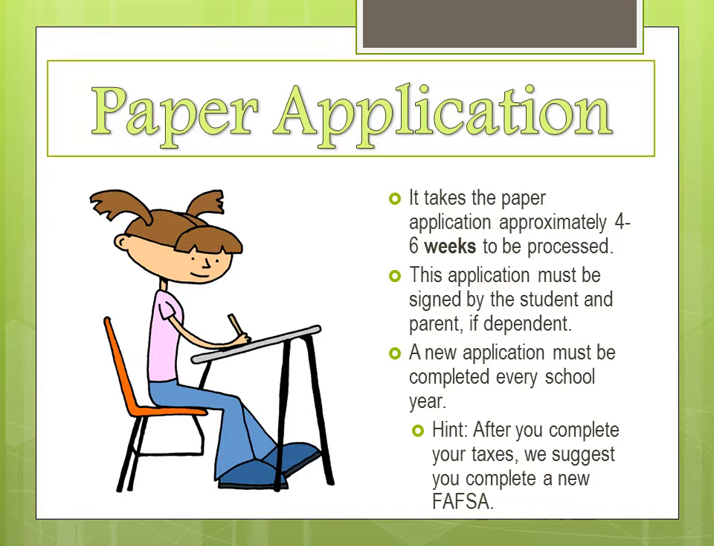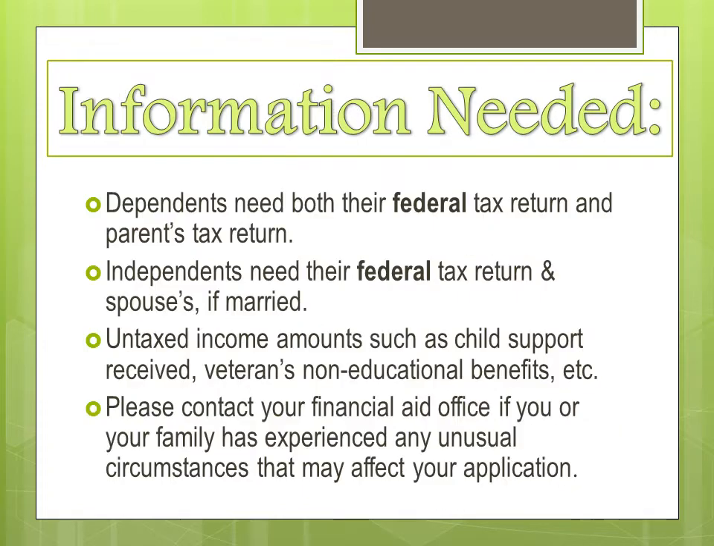And if you don't do tax returns, you still have to do a paper application every year or an electronic application. Now, dependents need both their federal tax return and their parents' tax return if they applied. Independents need their federal tax return and spouses if they're married and if they filed a tax return. Untaxed income such as child support received and veterans' non-educational benefits must be reported on the application. In addition, you can contact the financial aid office if you or your family has experienced any unusual circumstances that may affect your application.